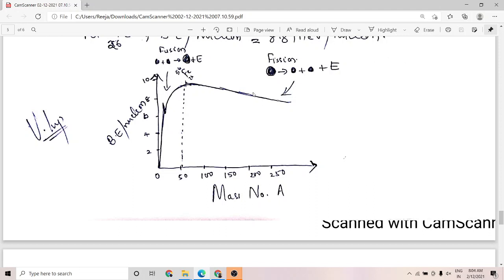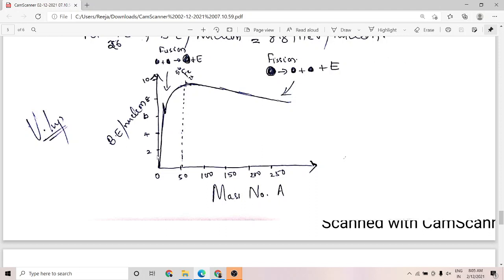And as the mass number increases further, the binding energy per nucleon decreases. That is, as the size of the nucleus increases, the nucleus becomes less and less stable. So light nuclei are less stable and heavy nuclei are also less stable. That means light nuclei can undergo nuclear fusion. That is, two light nuclei can join together to form a heavier nucleus and become stable. And the heavier nuclei can disintegrate by nuclear fission and become stable, lighter nuclei. In both these cases, a large amount of energy is released.